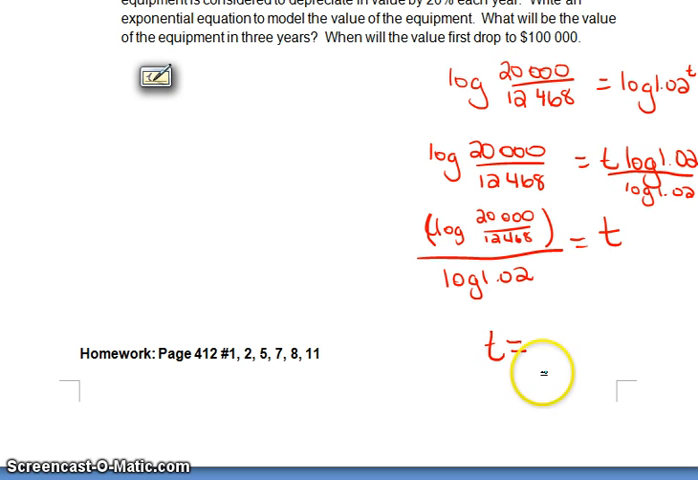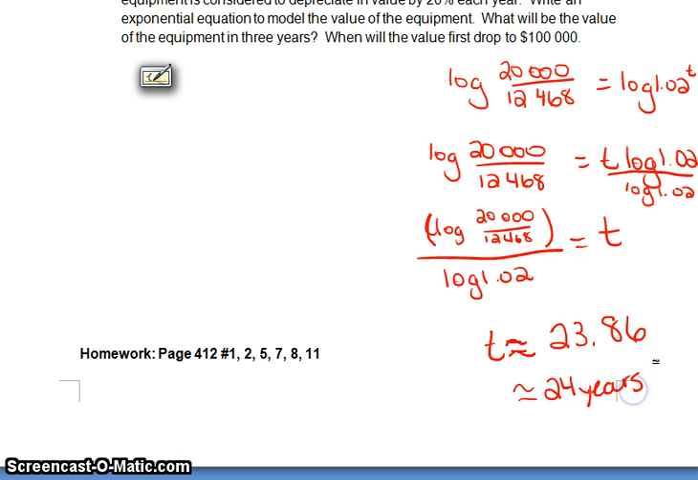And what you guys should find is that t is approximately equal to, and if you want to do this in decimals, it's usually best to do it by whole years. So it should be 23.86 years, and we can round that to approximately 24 years. Okay? So what they're saying is it'll take approximately 24 years for that population to reach 20,000. So that is example number 1.